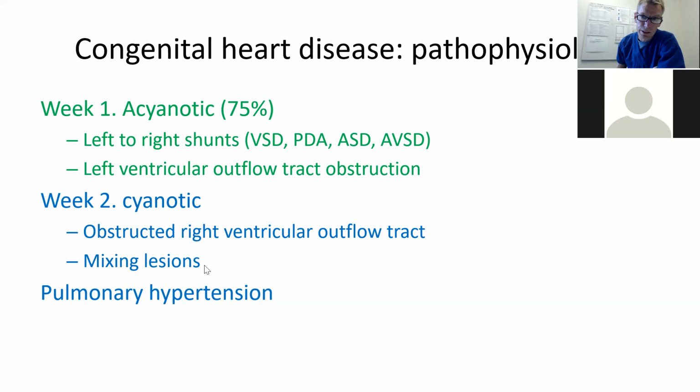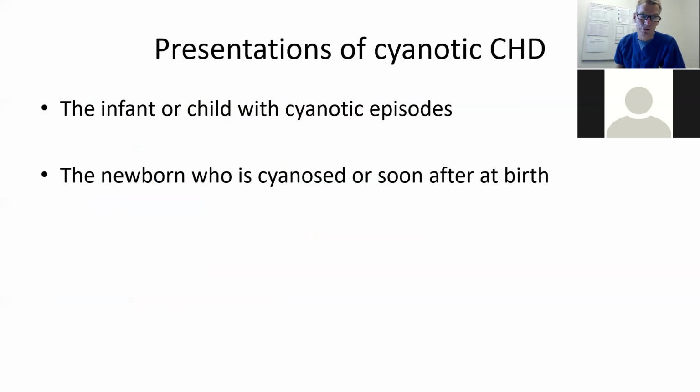And the other cause of cyanotic heart disease, it can be either obstruction to the right ventricle, or there can be mixing lesions, and I'll explain what that means. And the third cause of cyanotic heart disease or cyanotic cardiac failure is pulmonary hypertension. So if you think about it in that way, with that framework, then you can understand, I think, what's acyanotic heart disease and what's cyanotic heart disease. If it's not completely clear now, I hope it will be as we go through.